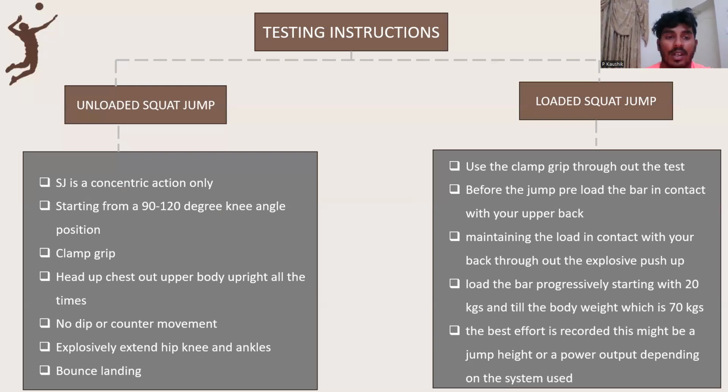The loaded squat jump. For the loaded squat jump, everything is similar to the unloaded one, but the weight on the bar progressively increases, starting with 20 kg, progressing up to 70 kg, which is the body weight of the athlete. The best effort is recorded. This might be the jump height or the power output depending on the system used.